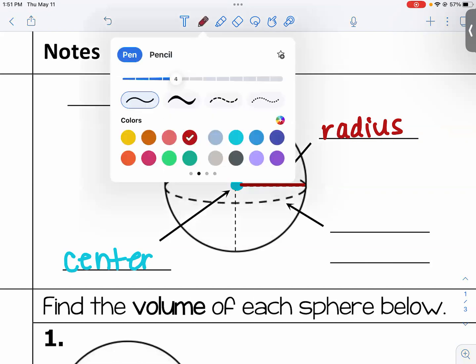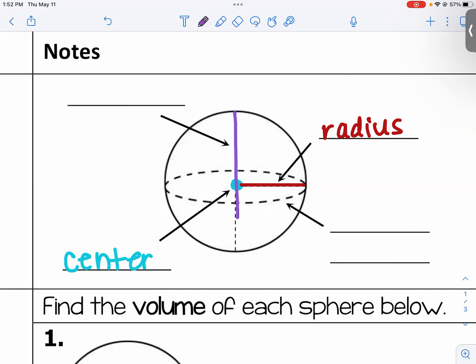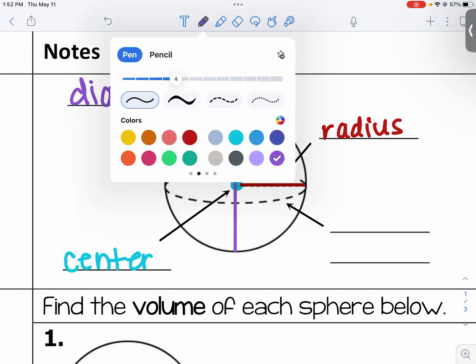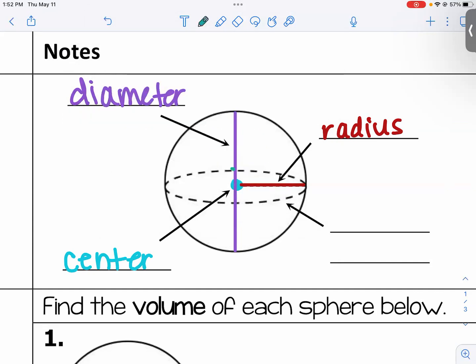So what about this purple segment? This is called the diameter. You guys, a sphere is just a three-dimensional circle. Okay, one more. This is what we call the Great Circle.